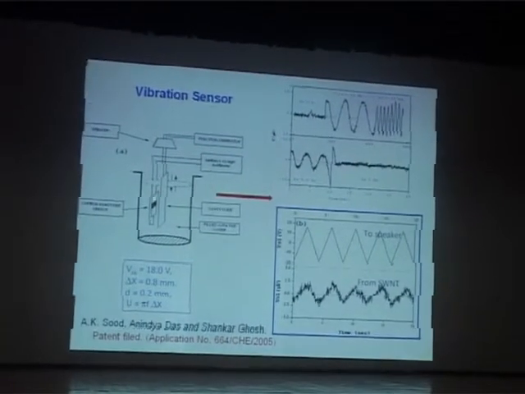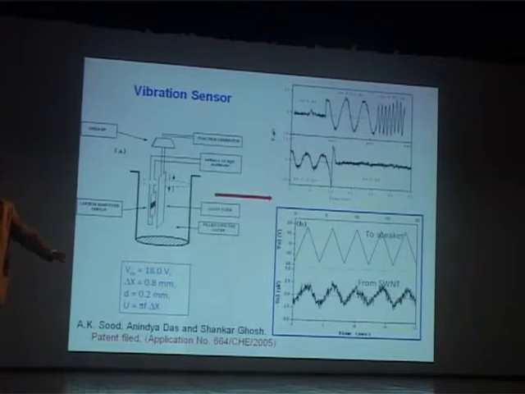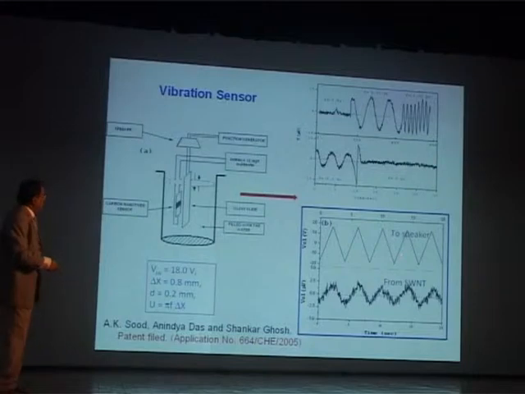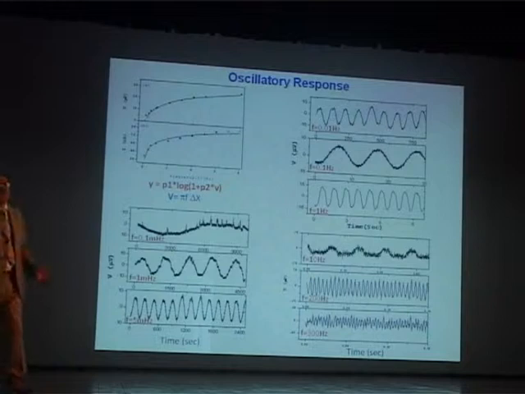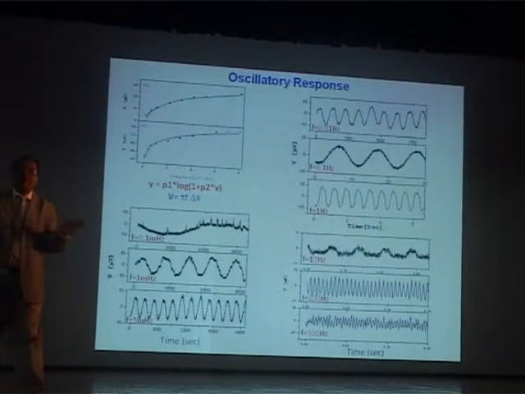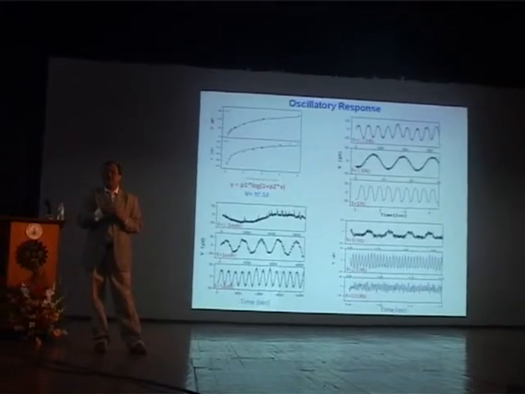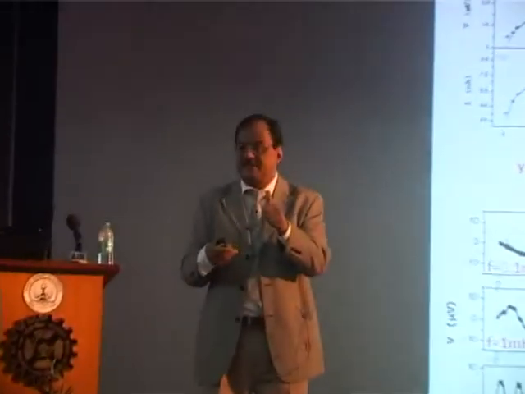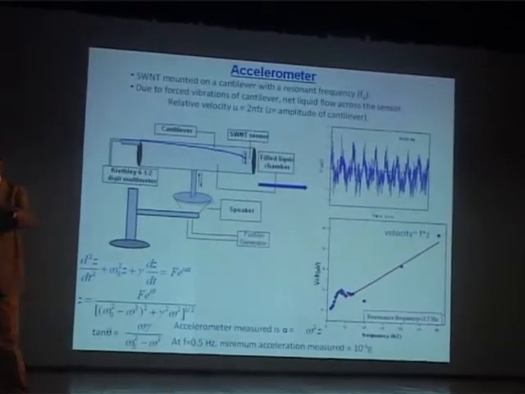So we made a swimming pool in the lab and put the vibration source at one end of the pool and the nanotubes at the other end. You will see that it is very, very sensitive, even down to 1 millihertz, because here we are not even amplifying the signal. You can go to high frequency or low frequency, and the nanotubes directly sense the velocity and give you the signal.